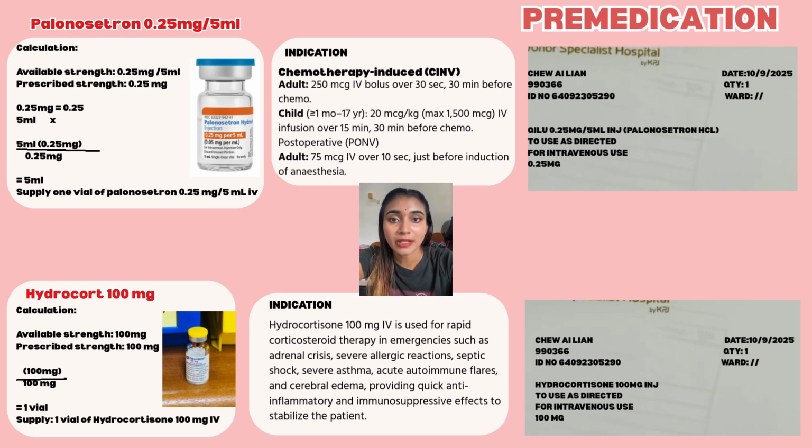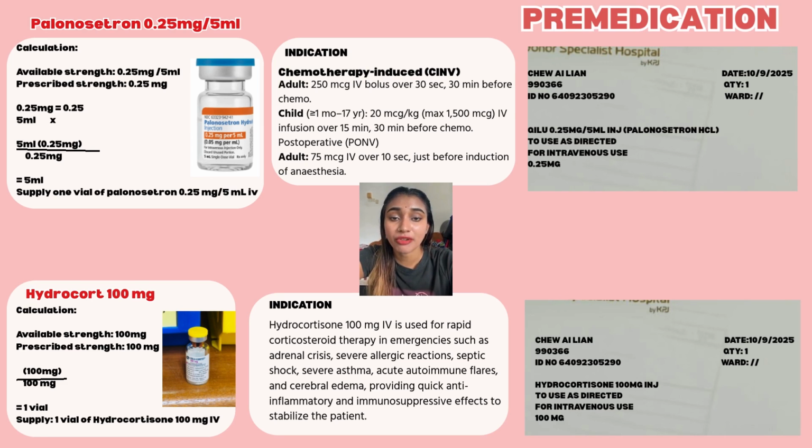The second pre-medication is hydrocortisone 100 mg. The available strength is 100 mg and the prescribed dose is also 100 mg. That means 1 vial is supplied for the patient. Hydrocortisone is given intravenously and is used to reduce inflammation, prevent allergic reaction, and also help enhance the antiemetic effect when combined with palonosetron.